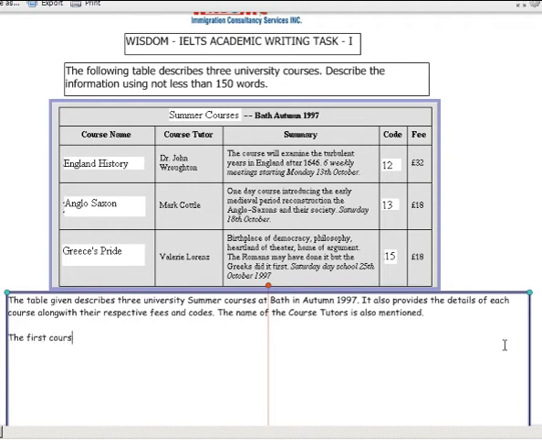The first course was England History, which was taken by Dr. John Roten. Should be a capital D, Dr. So capital D, capital J, and capital W. Over here also it's the name of a course, so England History, which was taken by Dr. John Roten.